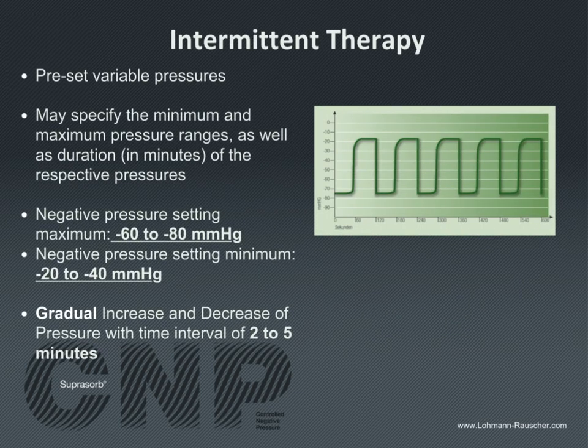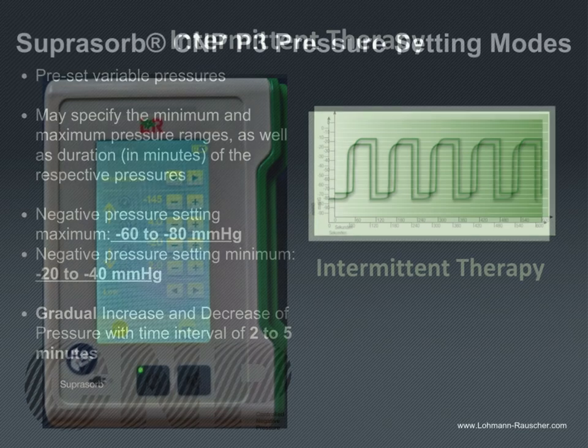Intermittent pressure therapy offers preset variable pressures. The user may specify the minimum and maximum pressure ranges, as well as the duration of respective pressures. Negative pressure setting maximum is -60 to -80 mmHg, while the minimum pressure setting is -20 to -40 mmHg. The pressure increases and decreases gradually with time interval of 2 to 5 minutes. This feature makes the treatment less painful for the patient.